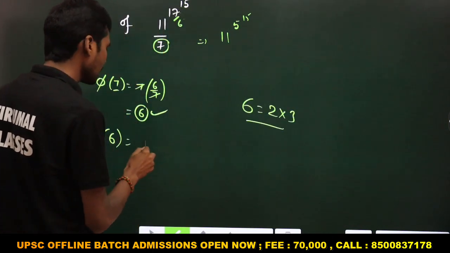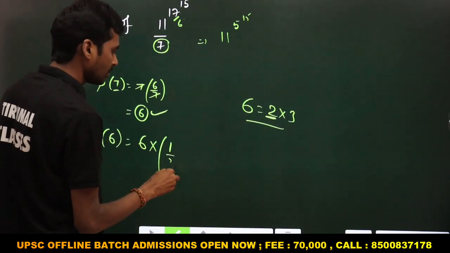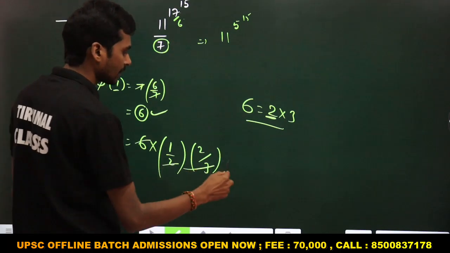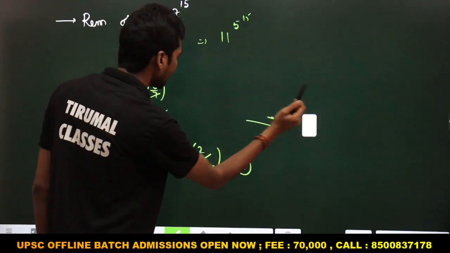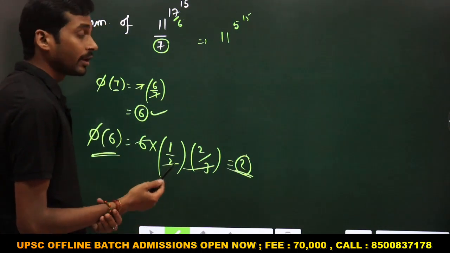Phi of 6 is 6 into (1 minus 1 by 2), into (1 minus 1 by 3), that is 2 by 3. So 3 twos are 6, the 6s get cancelled, and we get 2. What is the totient I'll get for phi of 6? The phi of 6 totient is 2. Okay, so do you understand it?